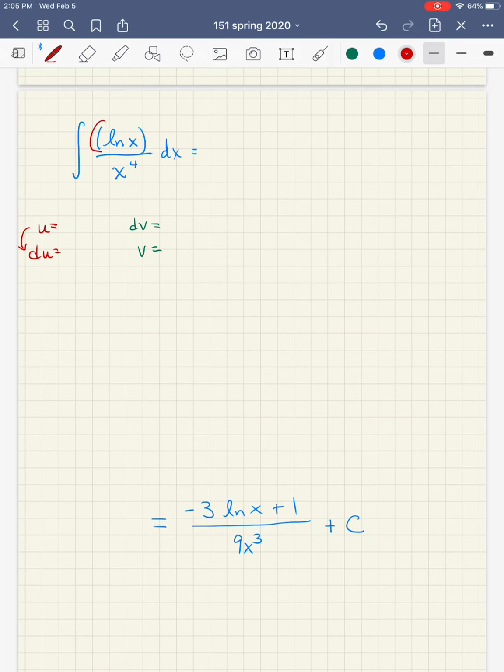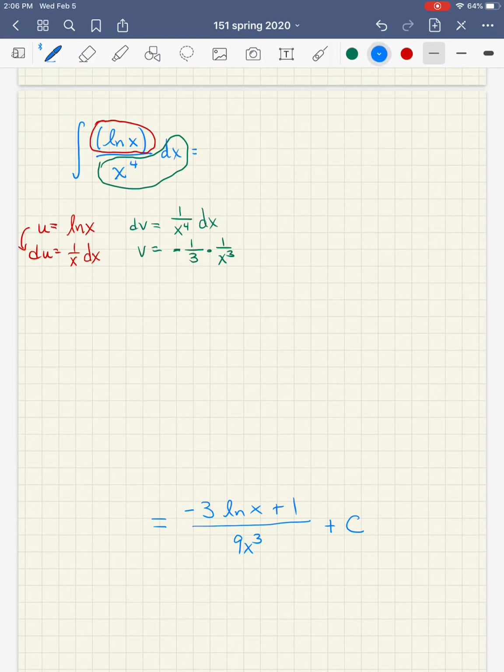If I look at this, I notice that natural log of x gets a little bit simpler when I take the derivative. If I take the derivative of log x, I get 1 over x. And then what that must mean is that everything else has to be dv. So dv is 1 over x to the fourth dx, and v is -1 third times 1 over x cubed. Be careful with finding the antiderivative of things with the power rule. If this causes you some trouble, let me know. Come and make an appointment, and we can talk about that.